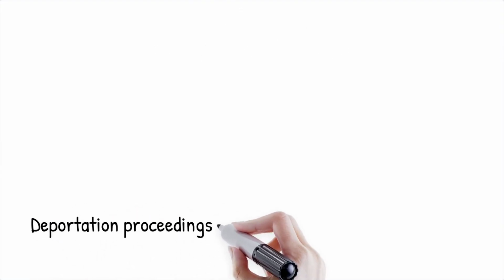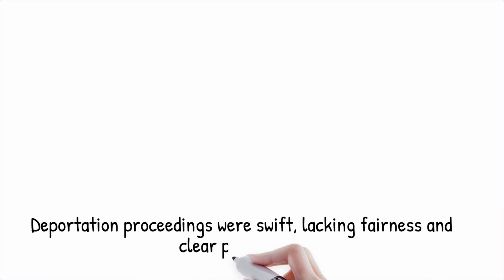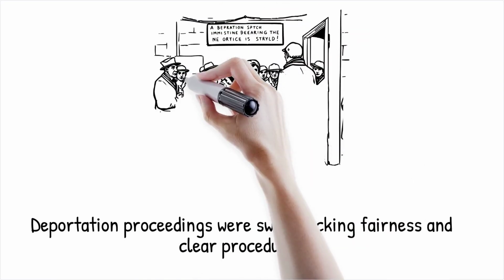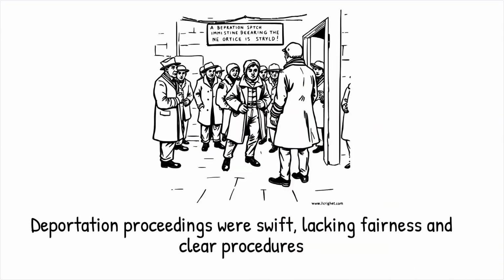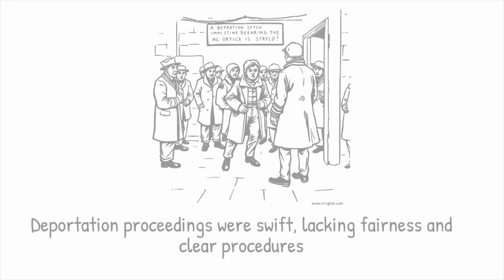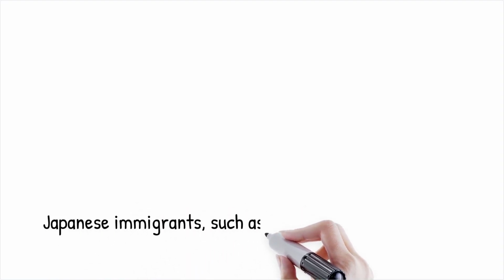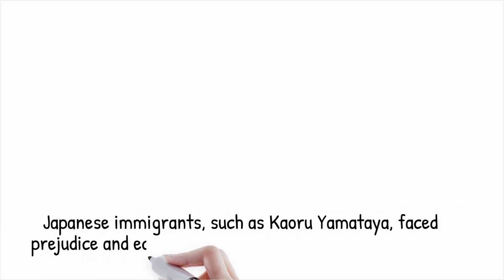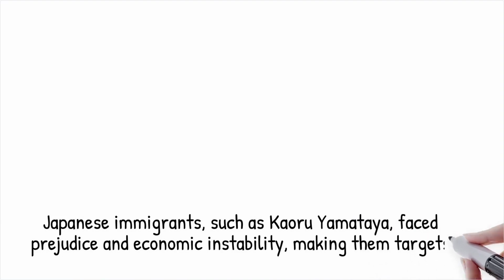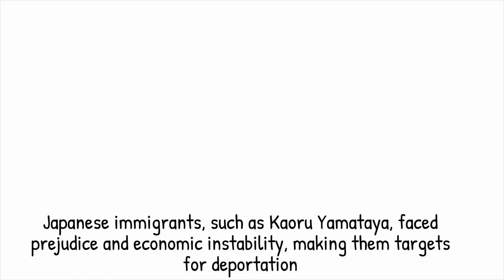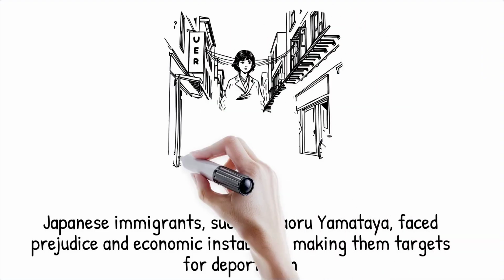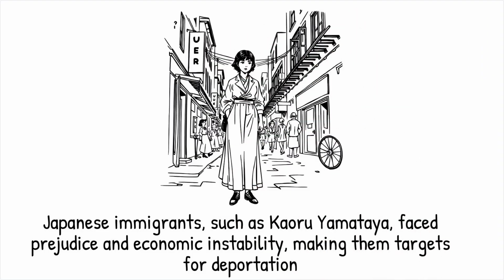Immigration enforcement. Deportation proceedings at the time were swift and lacked standardized procedures. Immigrants could be deported based on vague criteria, such as being likely to become a public charge, often without notice or a meaningful opportunity to contest the decision. Japanese immigrants, like Kaoru Yamataya, were particularly vulnerable to these practices, as they faced both racial prejudice and economic instability, making them targets for deportation under discretionary standards.